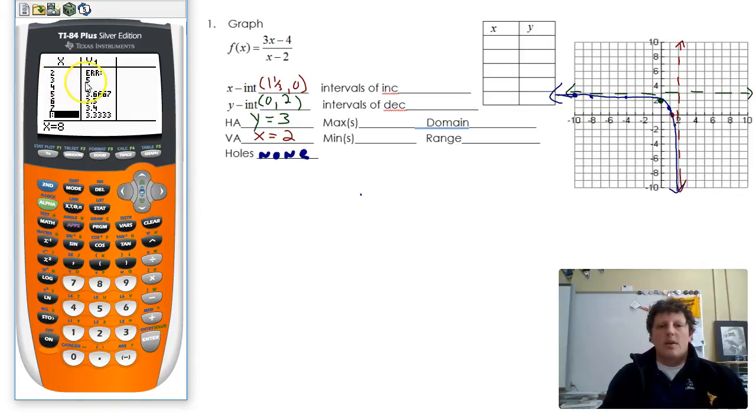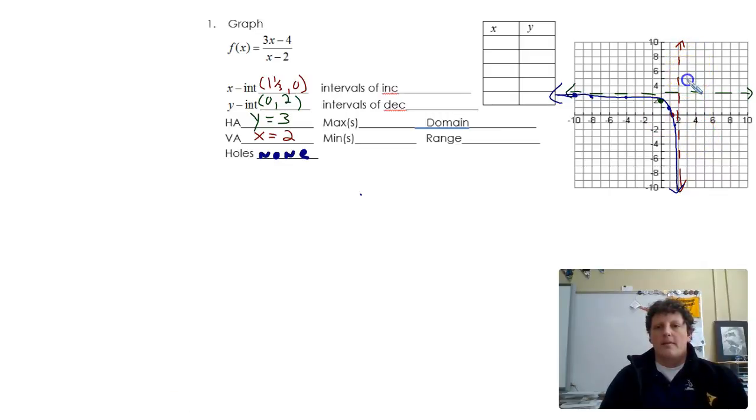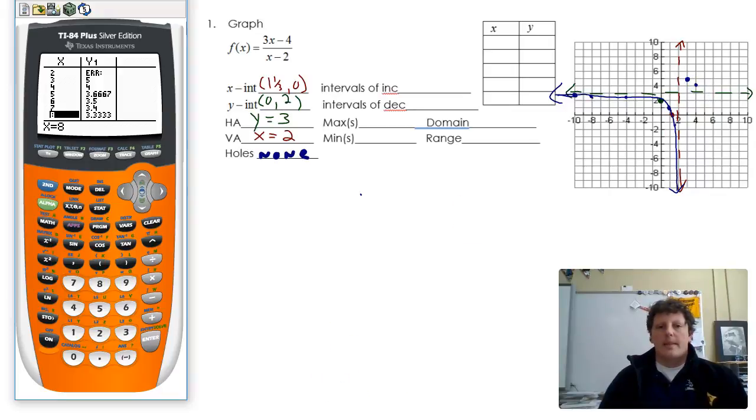So I've got (3, 5), (4, 4). (3, 5) is right here. (4, 4). Get a few more, maybe (6, 3.5).